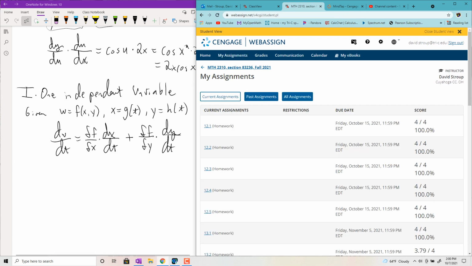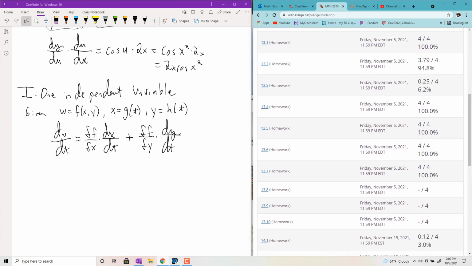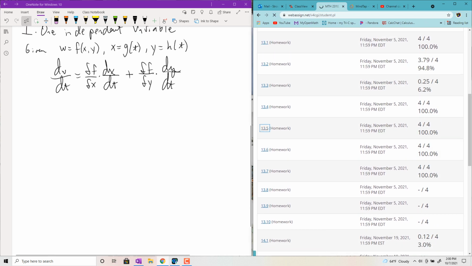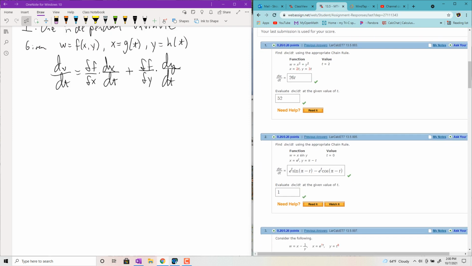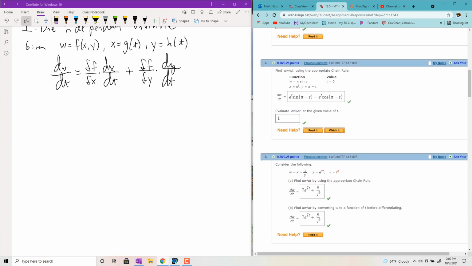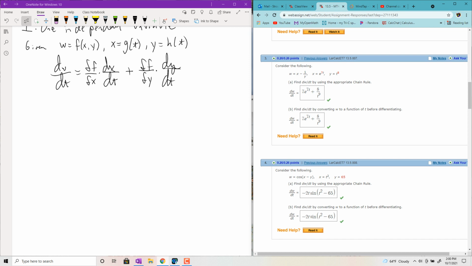13.5. Okay, so each problem they want you to do it in two different ways, but after you get the idea, you could just do them both the same way. Like number 3, they want you to use the chain rule and then do a conversion. So the function w equals x minus 1 over y, which I'll rewrite as x minus y to the negative 1. And then x is defined in terms of t as e to the 7t, and y is defined in terms of t as t to the 8th.